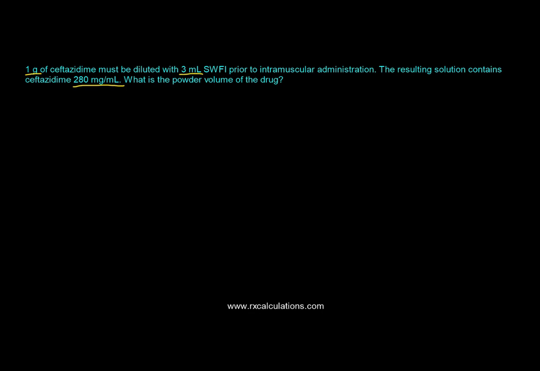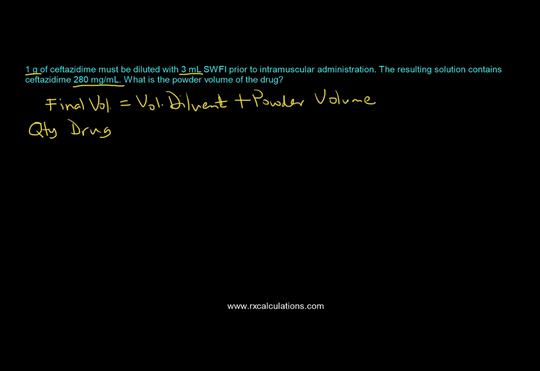Alright, so the equation that you want to use says final volume should be equal to the volume of your diluent plus the powder volume. But like I said, you are not given your final volume directly. So we want to use the derivative that I was recommending. This is something I teach all the students that I come across. And that will be the quantity of your drug divided by the final concentration should be equal to the volume of the diluent plus the powder volume.